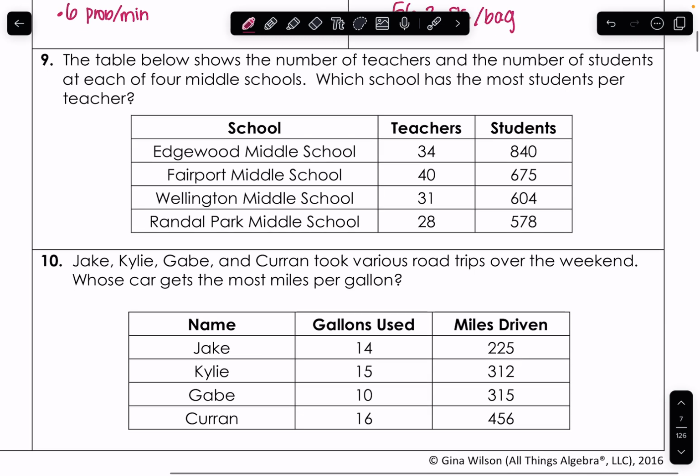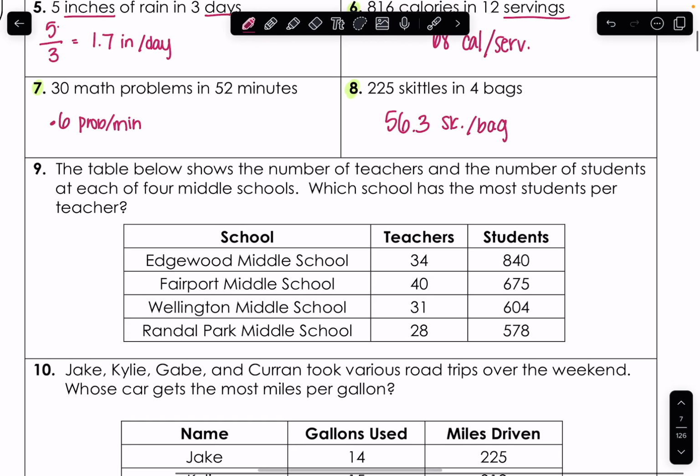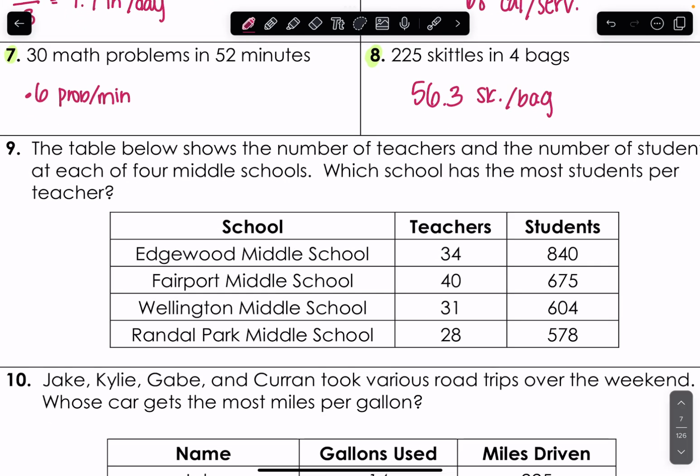Okay, so now we're going to look at a table. This information is the same, but we're just looking at it as a table versus printed out for us nicely. So number 9 says the table below shows the number of teachers and the number of students at each of the 4 middle schools. Which school has the most?